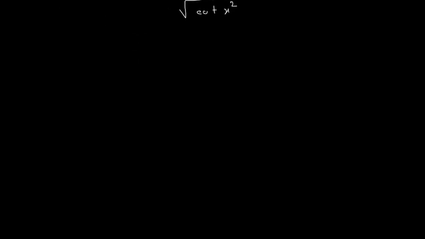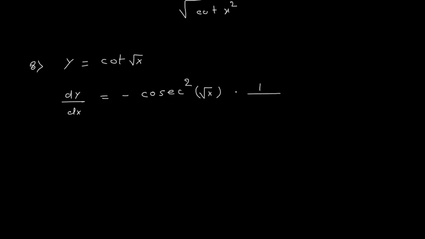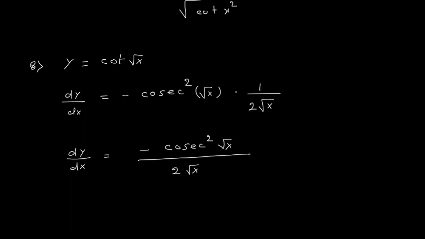Now eighth problem, we have cot of root x. y is equal to cot root x. Now I think this will be simple for you. The derivative of cot is minus cosec square. So you will write minus cosec square, here you will write the function as root x, into, you will differentiate this root x and you will say that this is 1 upon 2 root x. So dy upon dx is minus cosec square root x whole divided by 2 root x. This is your dy upon dx.